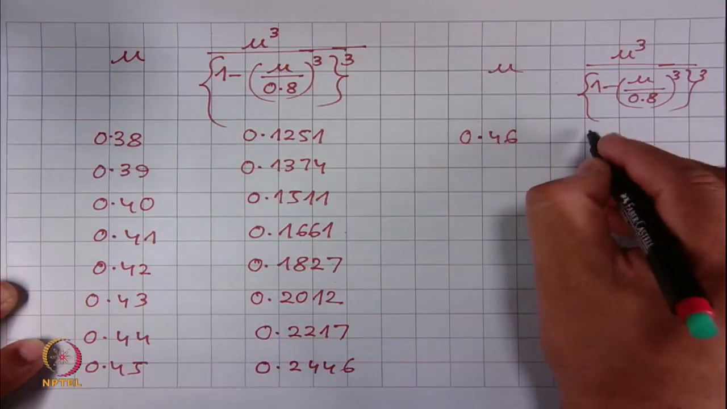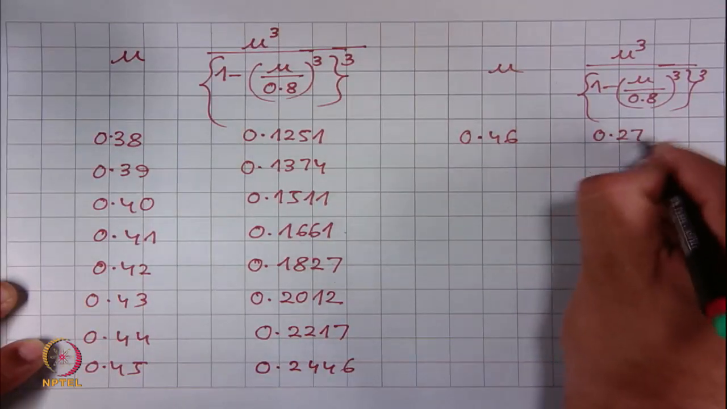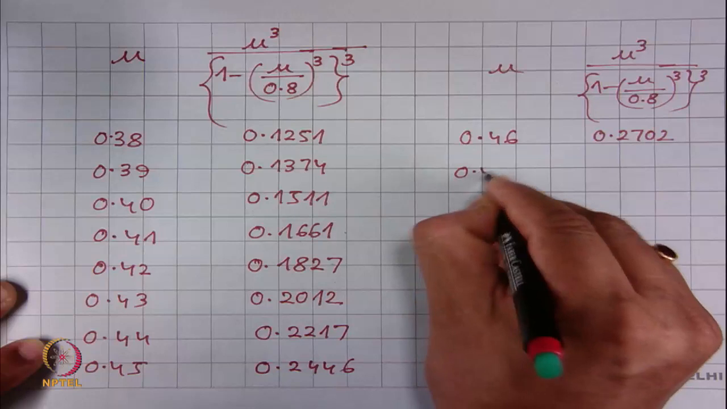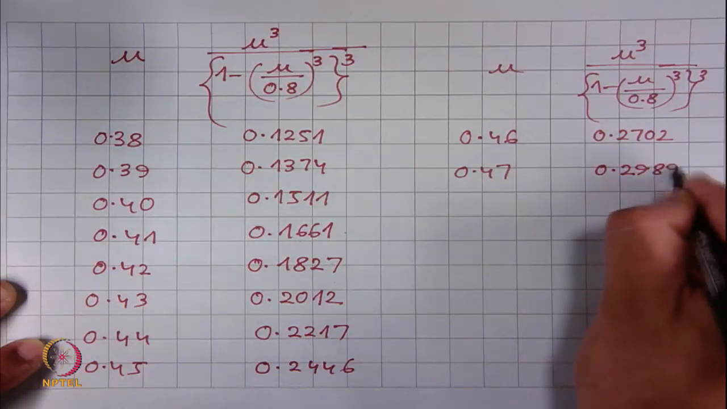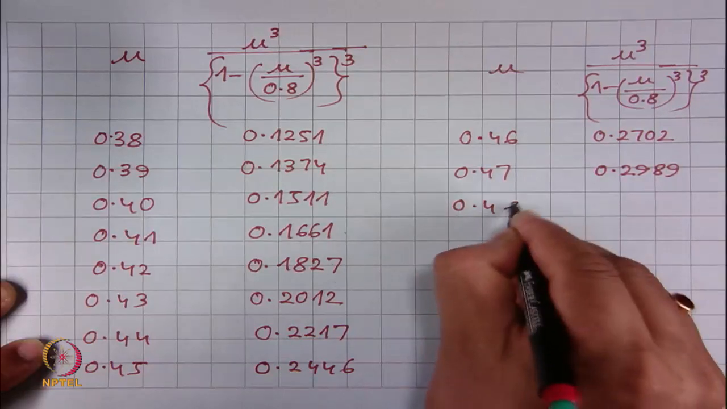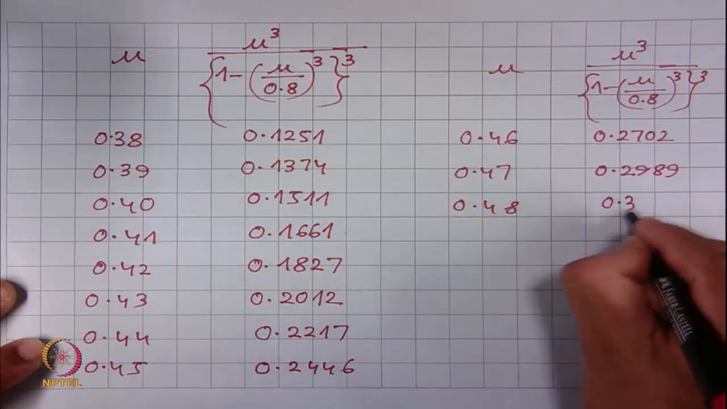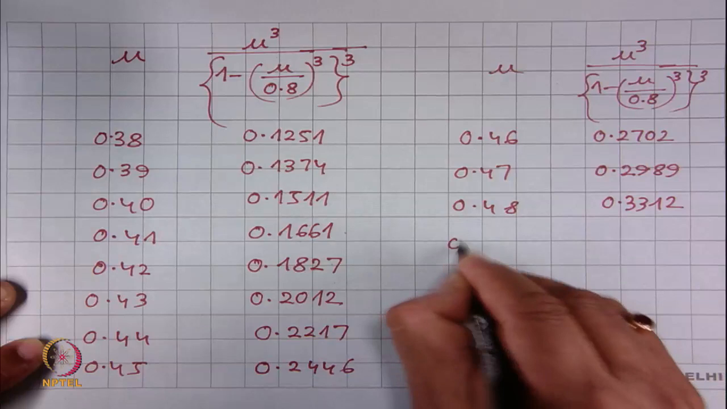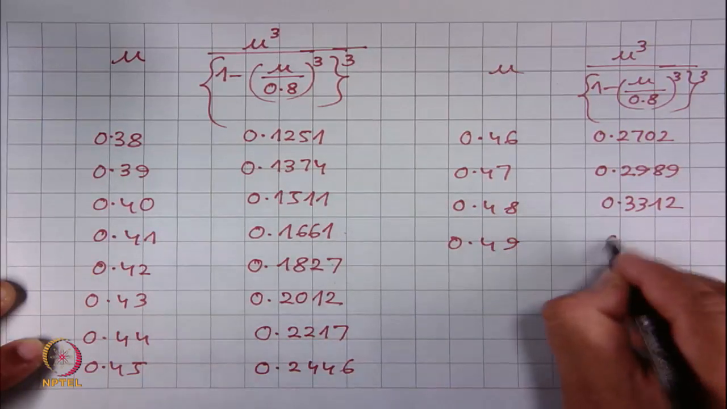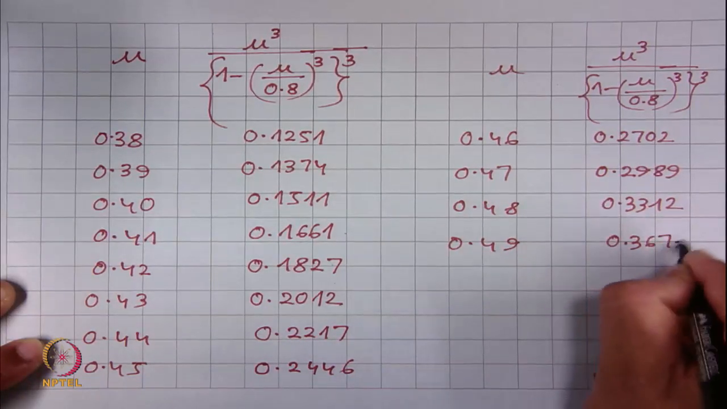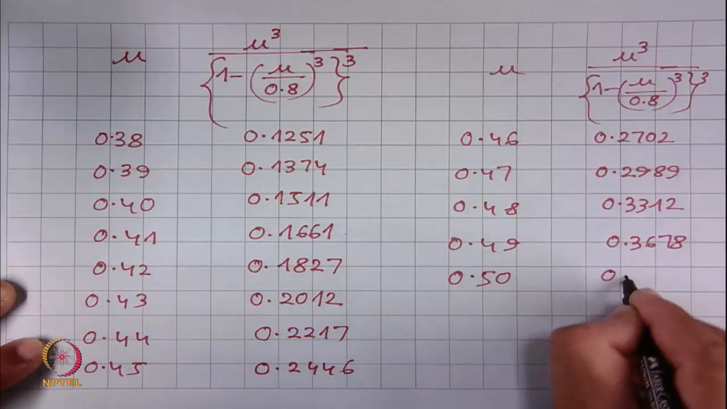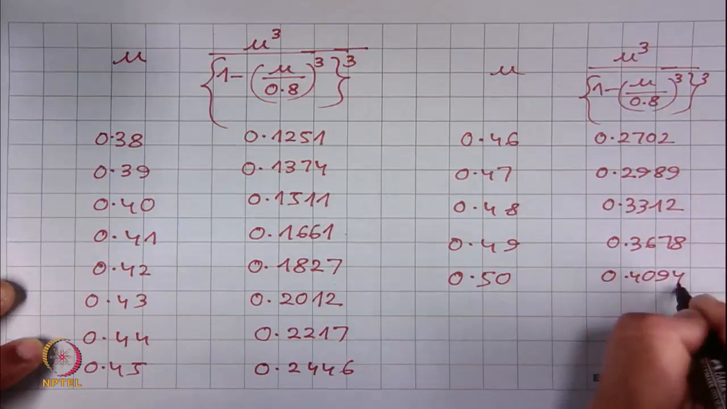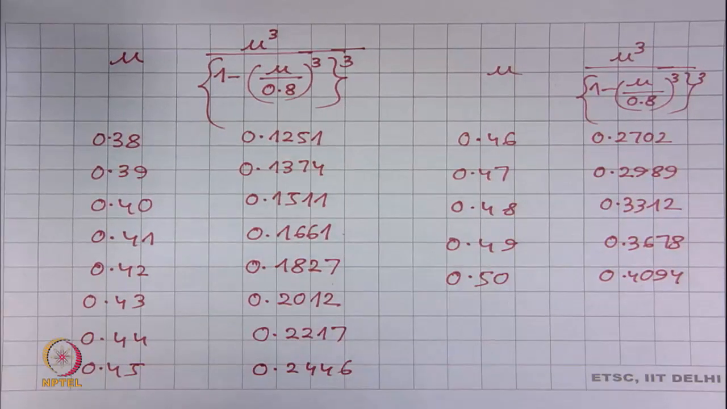For 0.46 the value you will find is 0.2702, 0.47 you will find this value 0.2989, 0.48 you will find this value 0.3312, 0.49 you will find this value 0.3678, 0.50 you will find this value 0.4094. Suppose you produce this table beforehand.